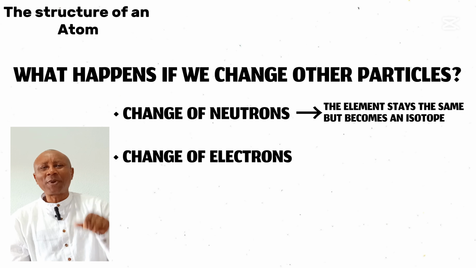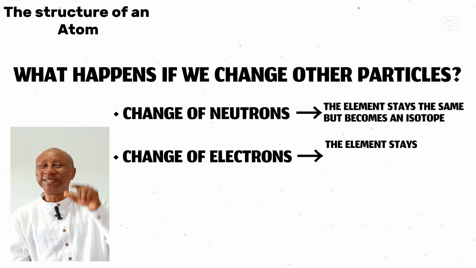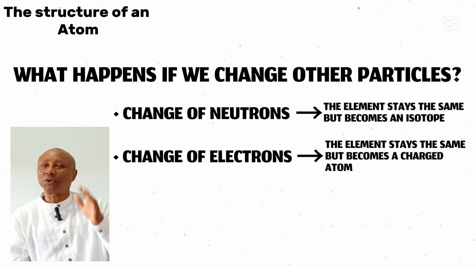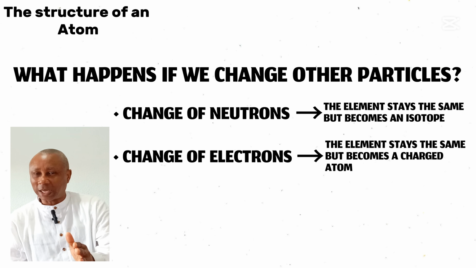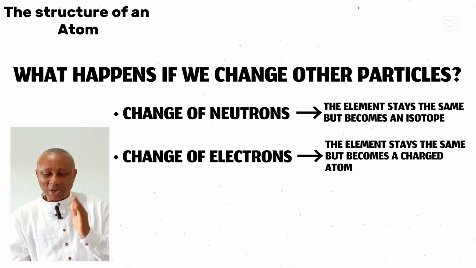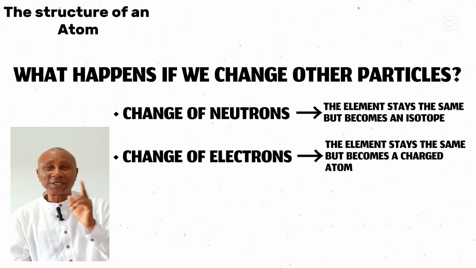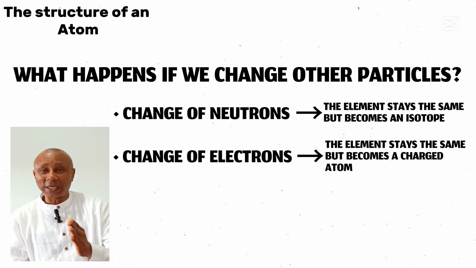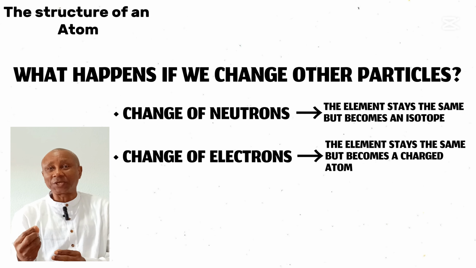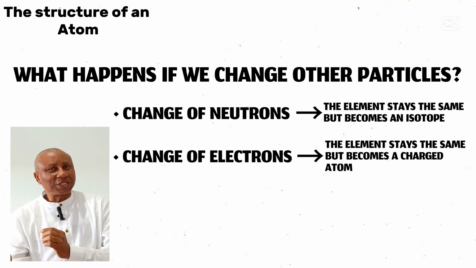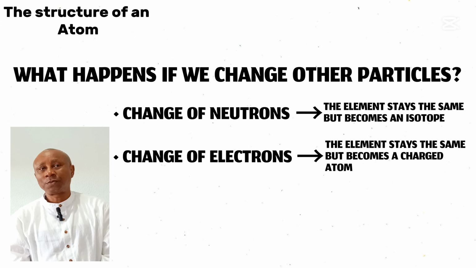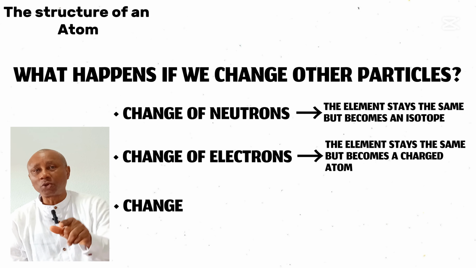If you change the number of electrons, the element stays the same, but it becomes a charged atom. Example, when sodium loses an electron, it becomes a sodium ion. That means it has lost an electron. It's now a sodium ion, but it's still sodium. An electronegative element like oxygen, for example, gains an electron and becomes a negatively charged ion, but it's still oxygen.